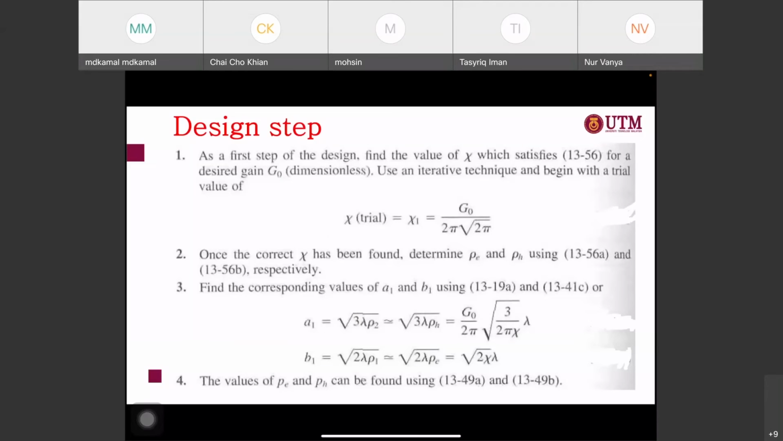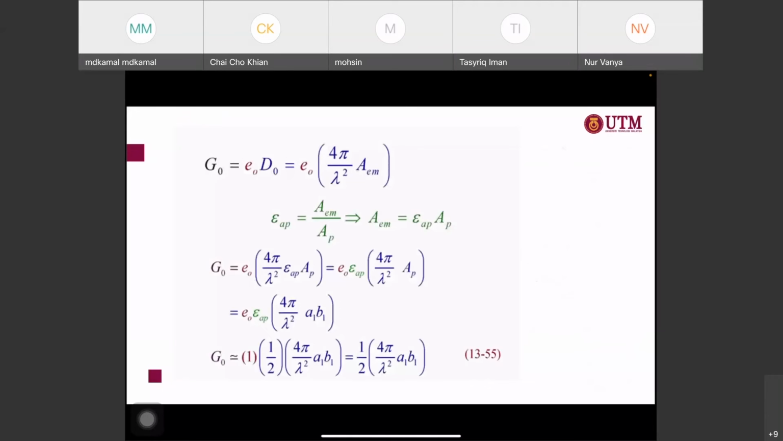This is the aperture size that you are going to use for the specific gain that you want to find. And then from A1, B1, you get this value, and the value of P can be found by using the equation before. And then you can find the gain here. If you assume the efficiency is only 50%, at the end you find that the value of your gain is half of your 4 pi over lambda square A1 multiplied by B1.